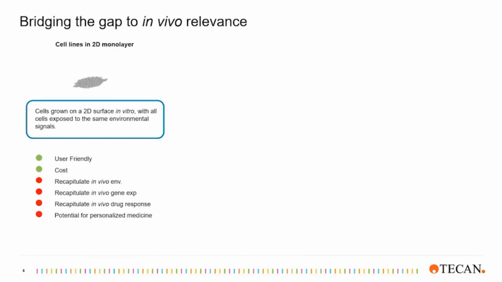Let's take a closer look at 2D and 3D models. As I already mentioned, two major benefits of 2D cell culture models are the cost and ease of use. They are easily scalable and reproducible, as well as the wealth of data that already exists. However, 2D cell cultures fail to recapitulate the in vivo environment, resulting in cells having different morphology, different proliferation rates, and interactions than they would have in the body.